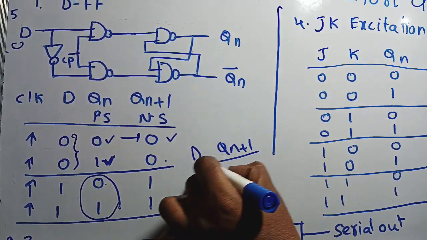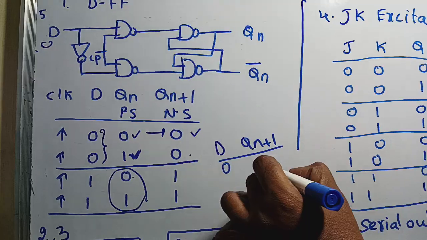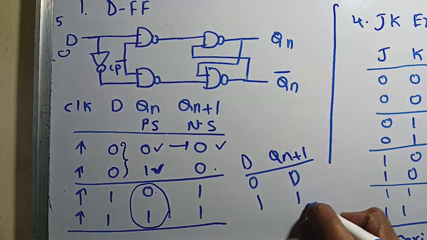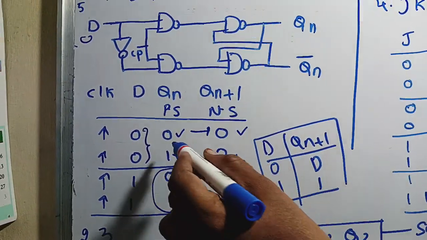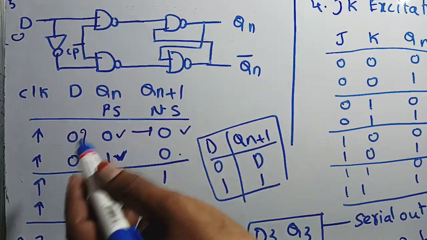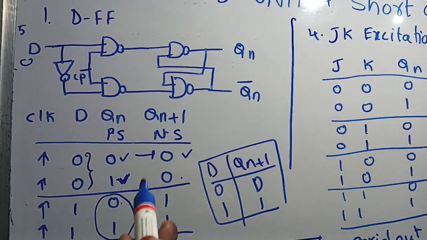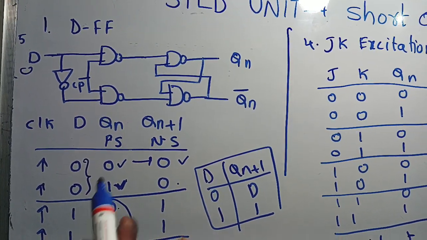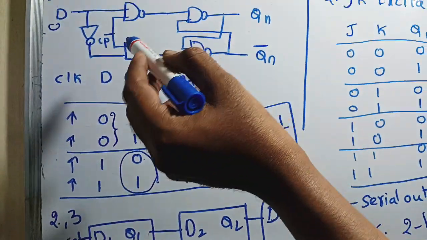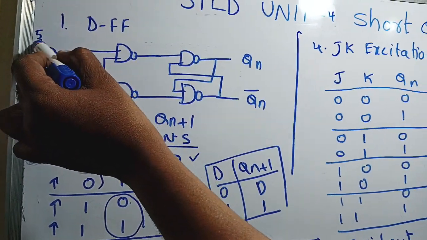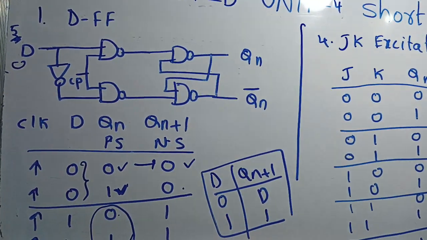Nothing but D and Qn plus 1. In short form, D is 0, output is 0. D is 1, output is 1. This is the shortcut manner. Irrespective of present state, output is the same as D, the delay flip-flop. Whatever data we are giving, we are getting the same as the output. And similarly, go to the fifth question also. Otherwise, we will explain later.